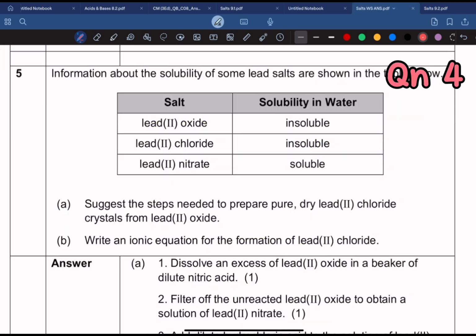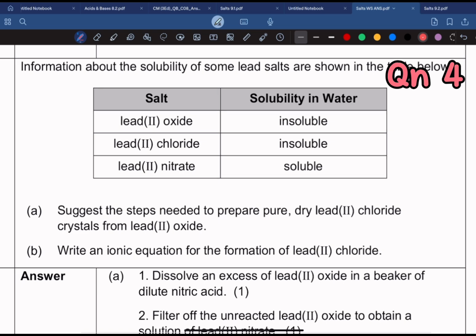Okay, now we move on to question 4, which is on lead salts here. I've marked this question. I think there's some confusion that maybe will have been clarified along the way throughout this video, but let's just focus on elaborating it in this question. So we are given the solubility of some salts here, and we notice that only lead(II) nitrate is soluble. Okay, and so we want to prepare lead(II) chloride starting from this.